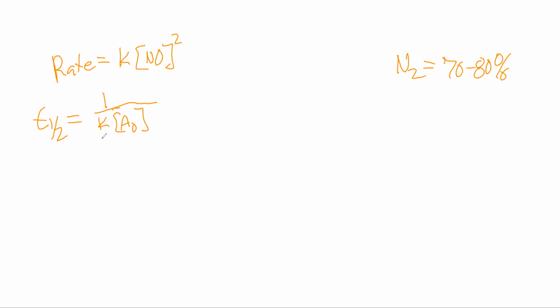No. So we're going to first find the k term. Well, there are kind of two ways to do it. One is we can plug in for our initial part. So we can do our half-life as being 6.4 times 10 to the 3 minutes is equal to 1 over k, and we can put in our 2.0 ppm.